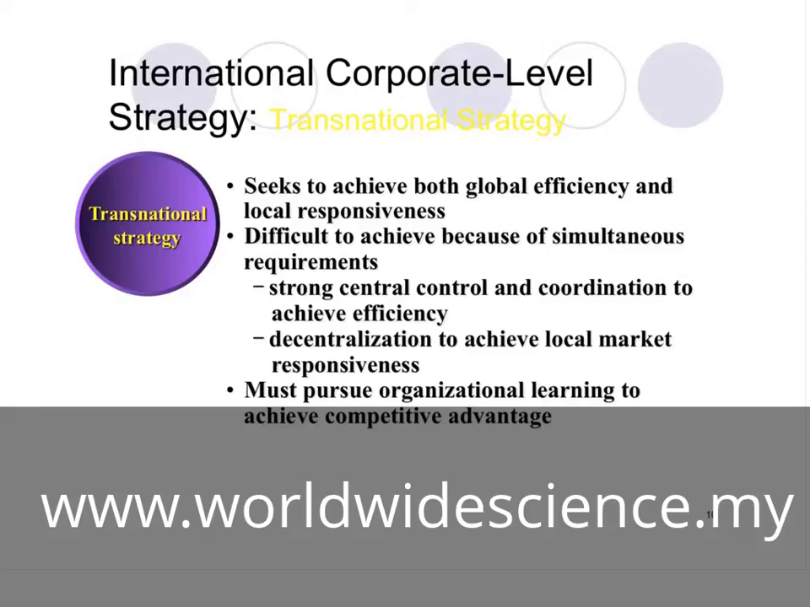Then it's difficult to achieve because of simultaneous requirements, which is a strong central control and coordination to achieve efficiency, and then decentralization to achieve local markets responsiveness. So at the same time, you're doing both of these together, which are pretty much different or sometimes contradictory with each other. So that's why it makes it difficult to, at the same time, first of all, be centrally controlled and coordinated, and at the same time, decentralize yourself. So it's like doing two different things at the same time, which is kind of difficult.